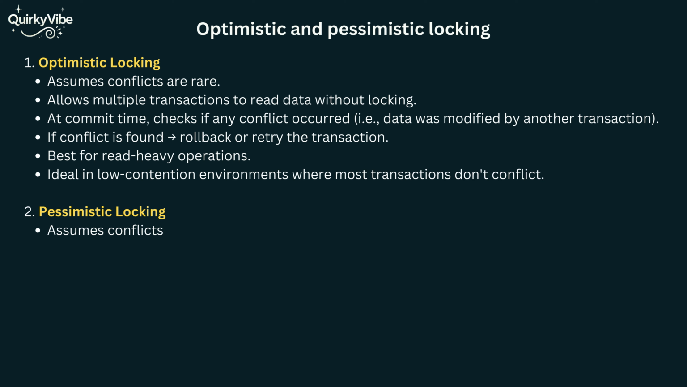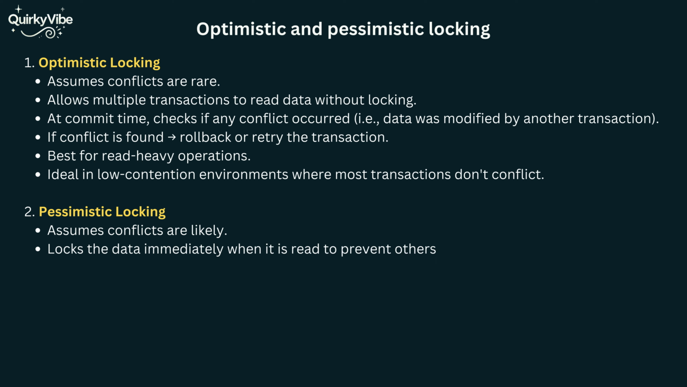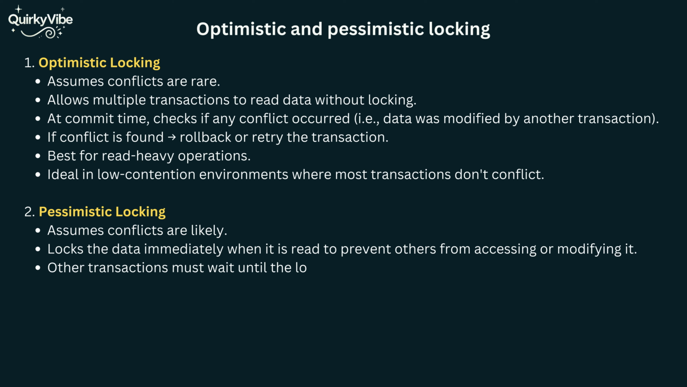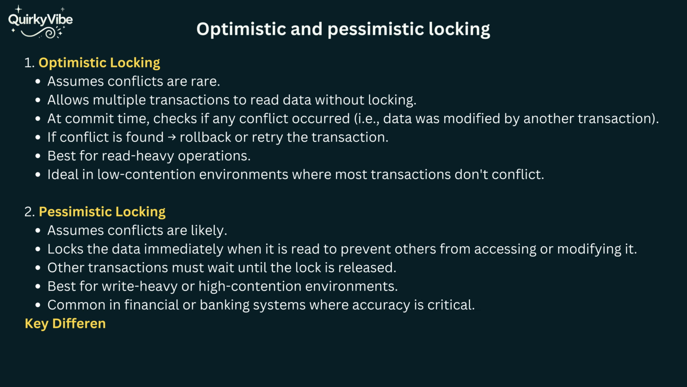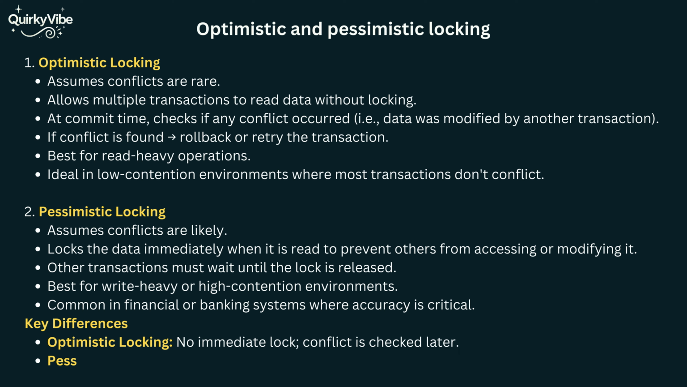2. Pessimistic locking. In this locking strategy, it assumes conflicts are likely. It locks the data immediately when it is read to prevent others from accessing or modifying it. Other transactions must wait until the lock is released. Best for write-heavy or high-contention environments. Common in financial or banking systems where accuracy is critical. Key differences: optimistic locking, no immediate lock, conflict is checked later. Pessimistic locking, lock is acquired immediately to prevent conflicts.